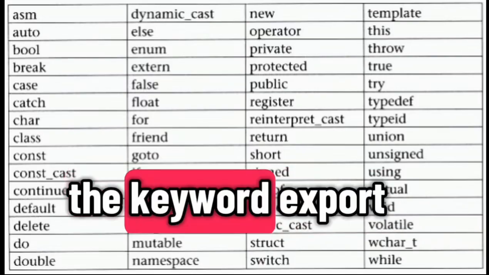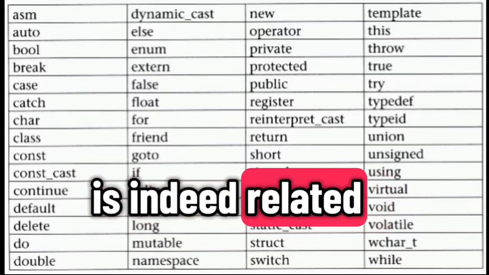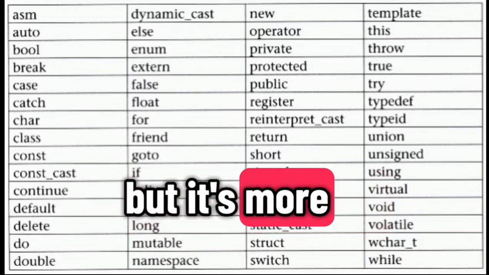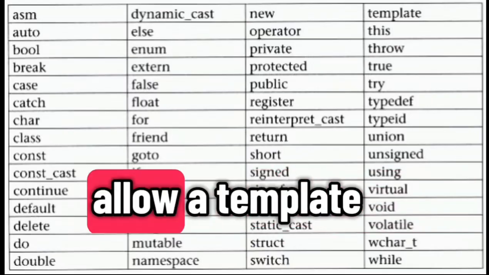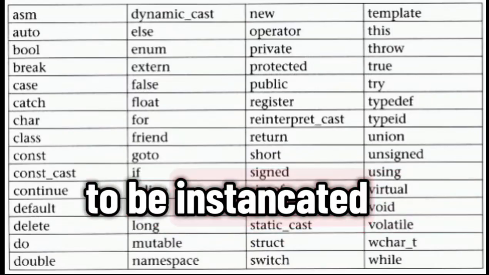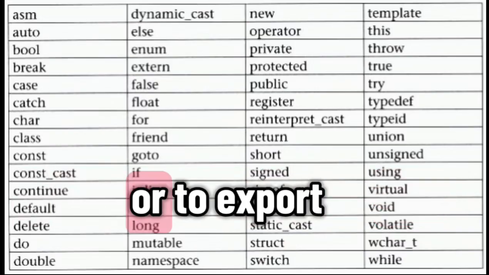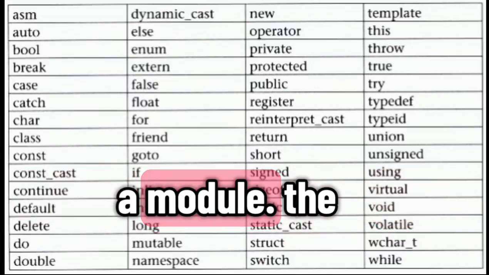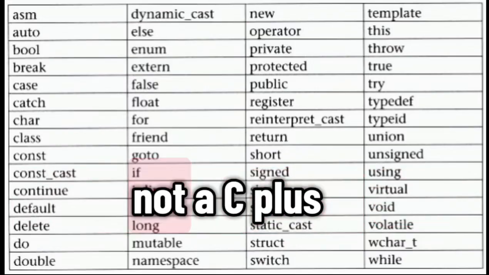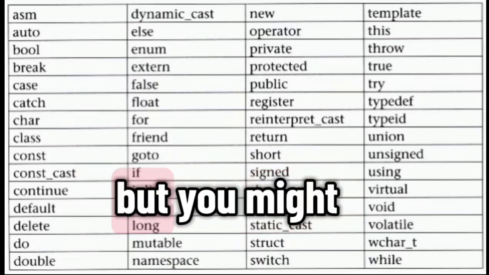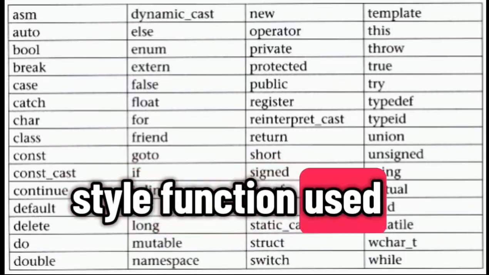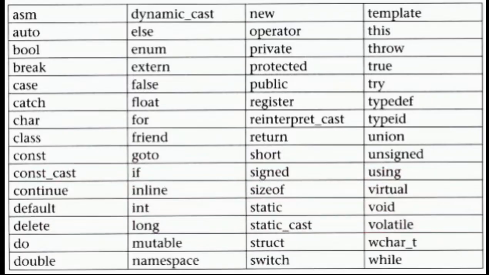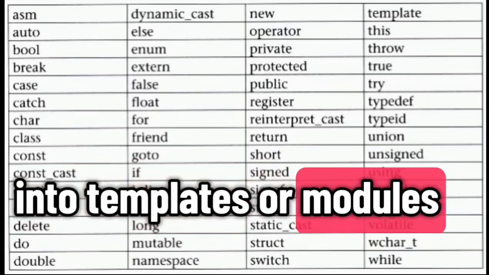The keyword export is indeed related to functions, but it's more about templates and modules. It's used to allow a template to be instantiated in another translation unit or to export a module. The keyword print is not a C++ keyword, but you might be thinking of printf, which is a C-style function used to print formatted output. Interested in diving into templates or modules?